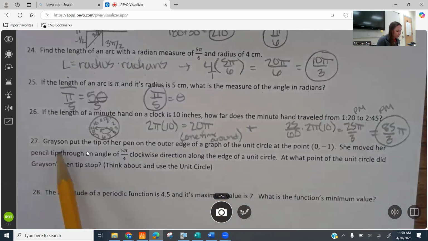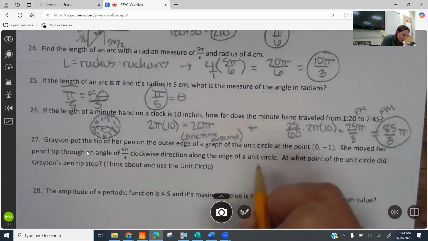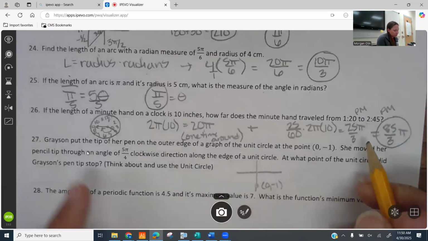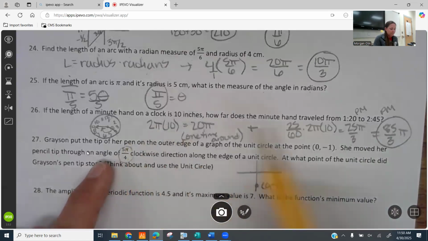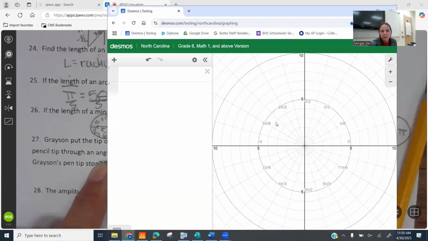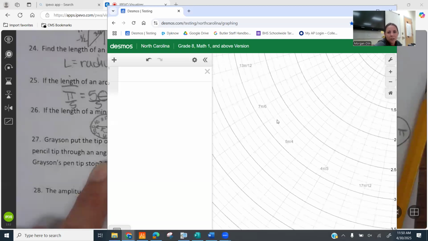Okay. Now, Grayson put the tip of her pen on the outer edge of the unit circle at point 0, -1. Okay, so 0, -1 starts right here. She moved her pencil tip through an angle of 5 pi over 4. Now notice usually our unit circle starts here. All right, so let's just go look at 5 pi over 4 for a second. All right, 5 pi over 4 is actually in this third quadrant.